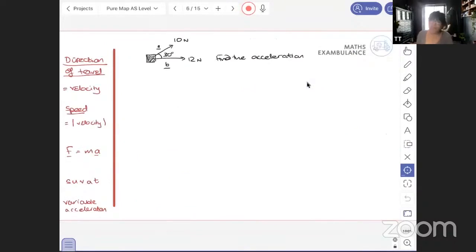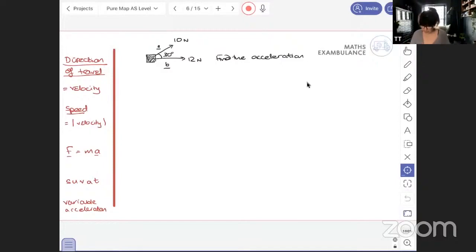Last but not least, mechanics. Now, there's nothing new to learn when you apply vectors in mechanics. You're applying your knowledge of vectors to a mechanics problem.